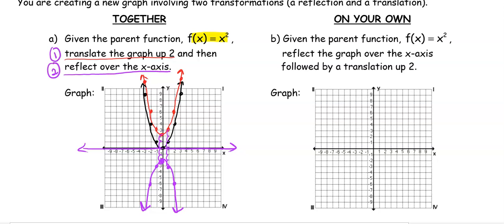So let's see what happens. We're going to do this together. What happens when we do it the other way? So we still have that same parent function of (0, 0), (1, 1), (2, 4), (3, 9), that parabola there.